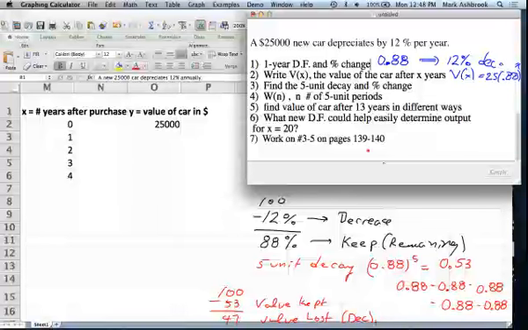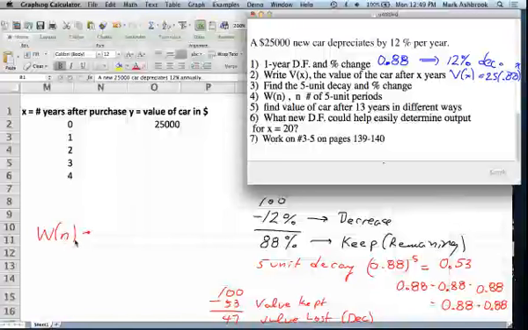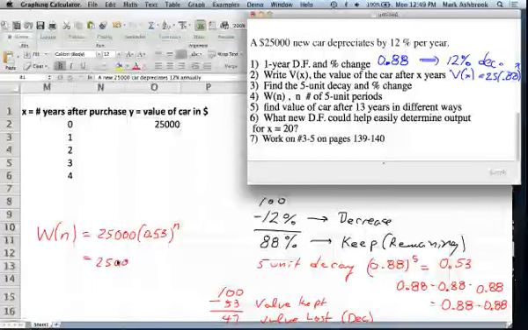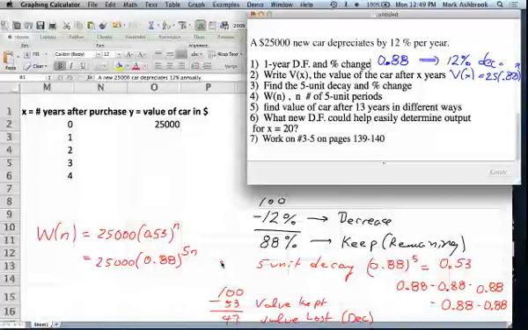Okay, so we want to set up the W of n. So, we got V of x, so we want W of n. What was the number of 5-year periods? Where is Dustin? You're up. What's the W of n function if n is the number of 5-year time periods? 25,000 times 0.53 to the n. Okay, which could also be written as? Where did that 0.53 come from? Right, so we can write that 5-year pattern in terms of the 1-year decay factor this way, 0.88 to the 5.